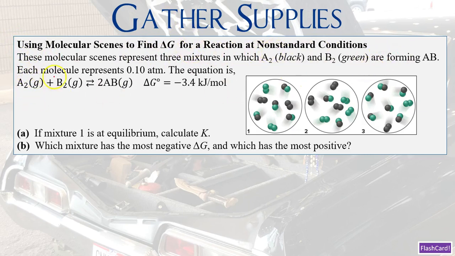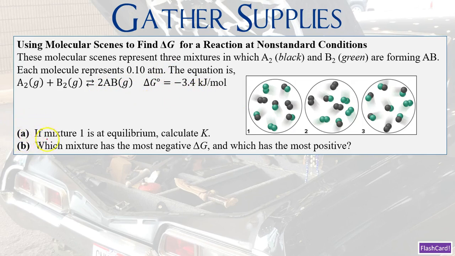So this says these molecular scenes represent 3 mixtures in which A2, which are black, like we see here, and B2, which are green, like we see here, are forming AB, which are going to be the black and green ones here. Each molecule represents 0.10 atmospheres. The equation is A2 gas plus B2 gas in equilibrium to form 2AB. And they give us a delta G naught value of negative 3.4 kilojoules per mole.